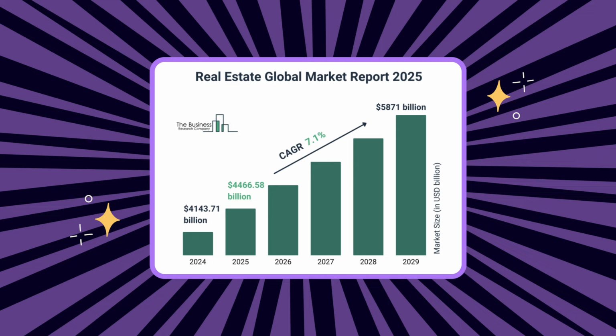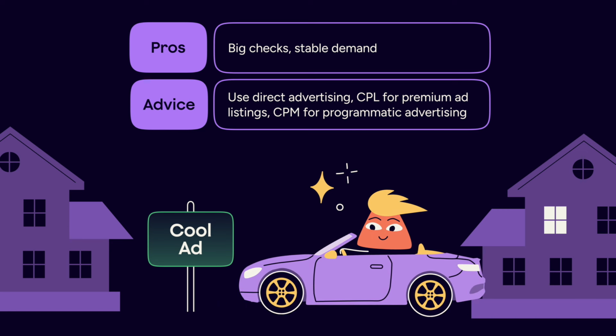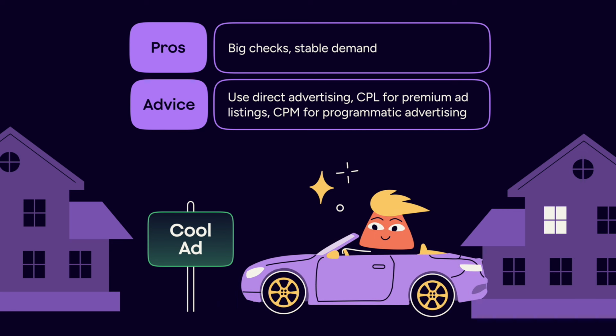Number 4, real estate. Real estate is competitive, dynamic, and very, very difficult to grasp. But one thing nullifies all its cons. Real estate never dies. It's a niche where large publishers and ad networks have invested serious money for decades. Once again, direct advertising is the way to go. Pick CPL for direct premium ad listings. As for programmatic, CPM is your best bet.